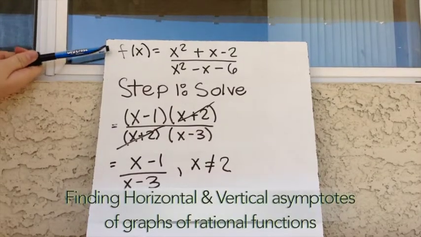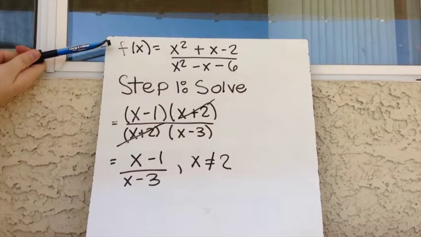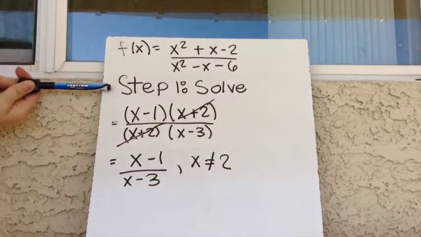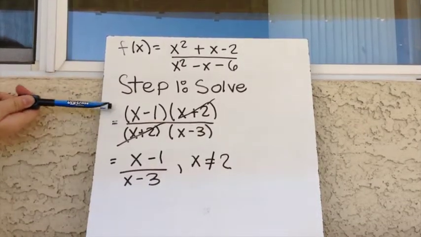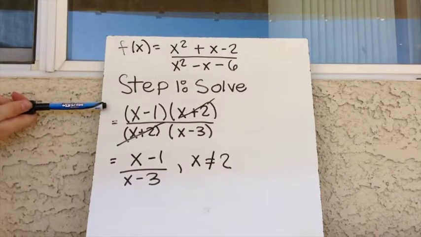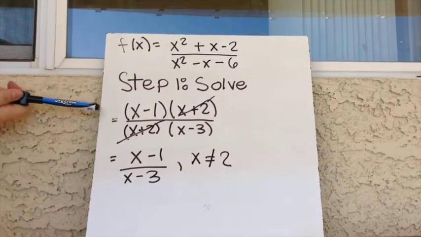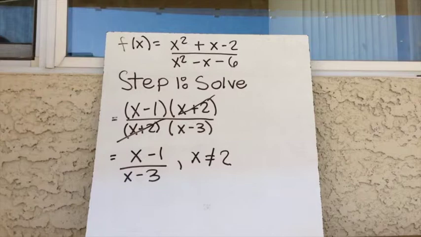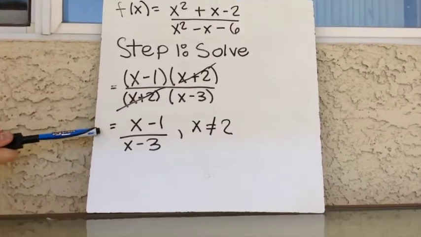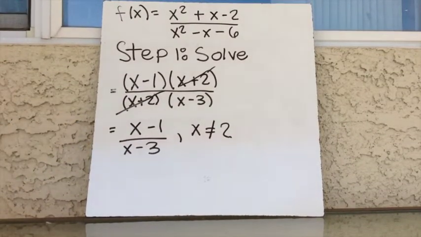So our equation is f of x equals x squared plus x minus 2 over x squared minus x minus 6. So the first step is to solve this, and we're going to factor the numerator and the denominator, which would give you x minus 1 parentheses x plus 2 over parentheses x plus 2 parentheses x minus 3, and then the x plus 2's would cancel out, and it would leave you with x minus 1 over x minus 3, and x cannot equal negative 2.